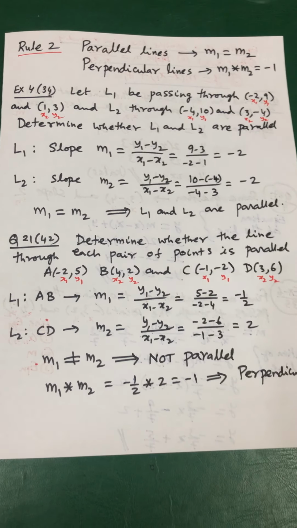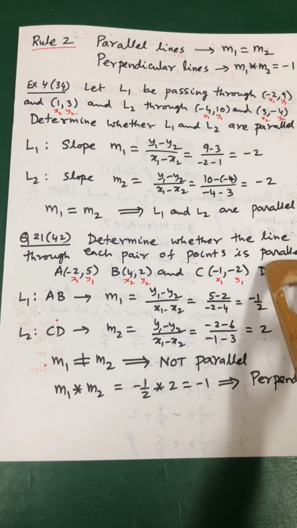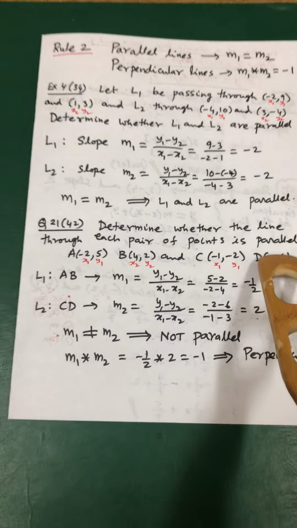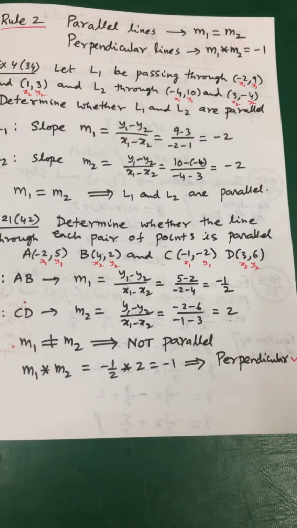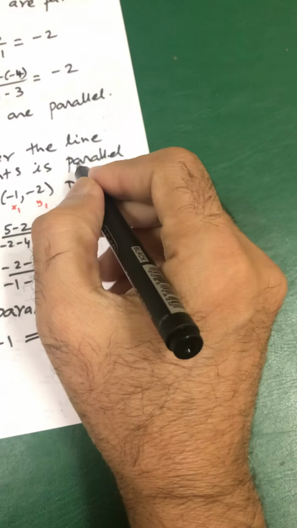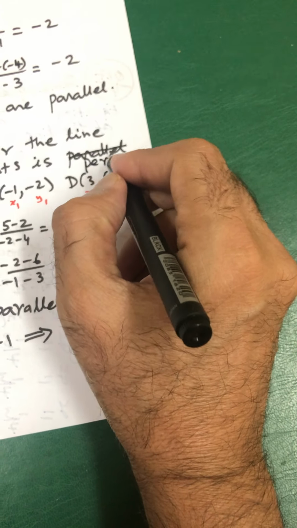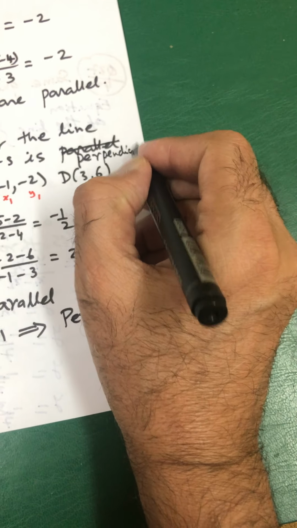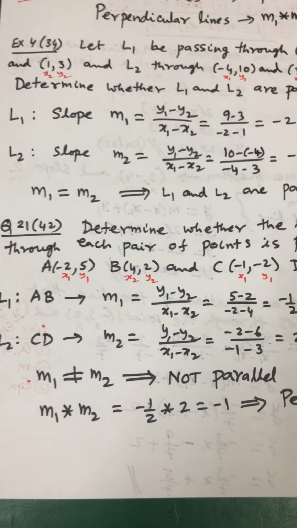Determine whether the line through each pair of points is parallel or perpendicular. This is the question. This is not parallel. It should be perpendicular. Let us correct it. It should be perpendicular, not parallel. Okay. So now let us write the slopes M1 and M2.